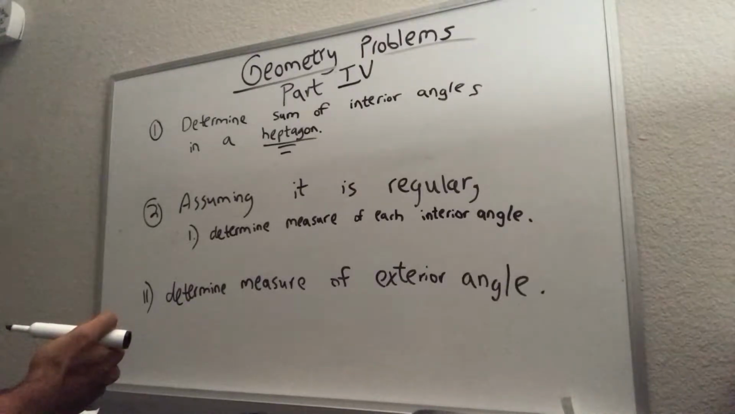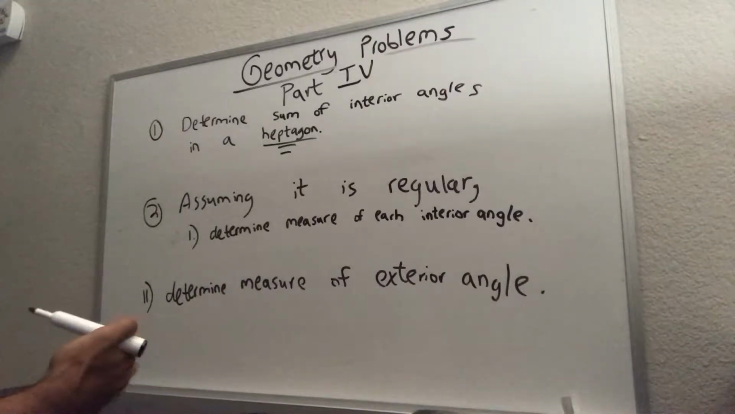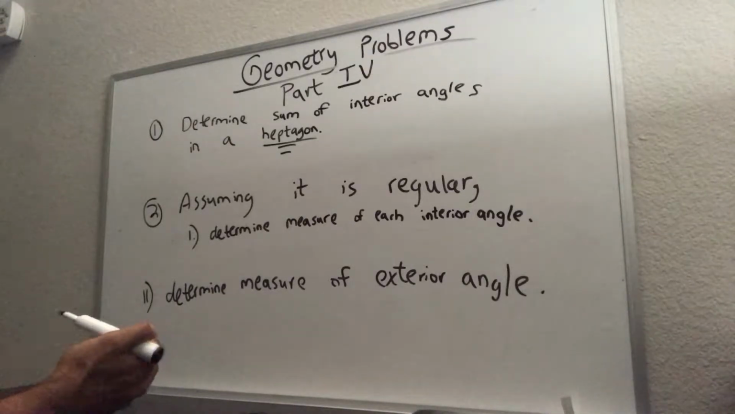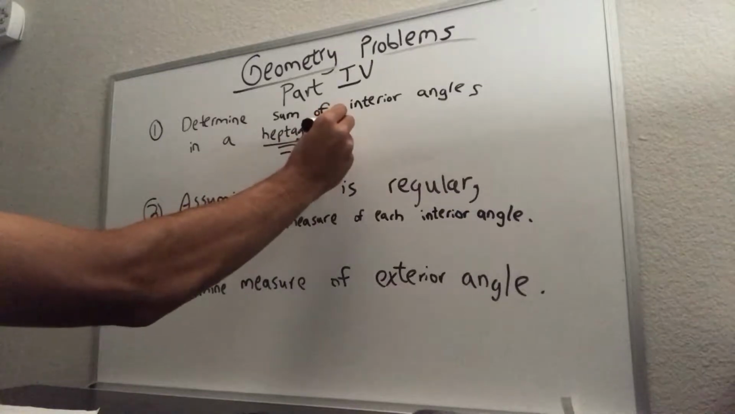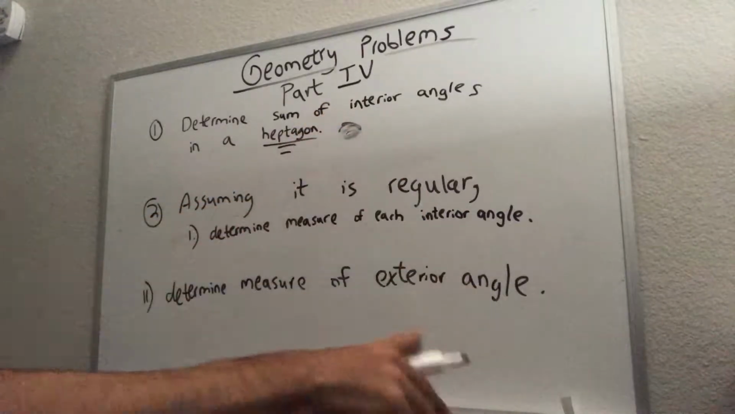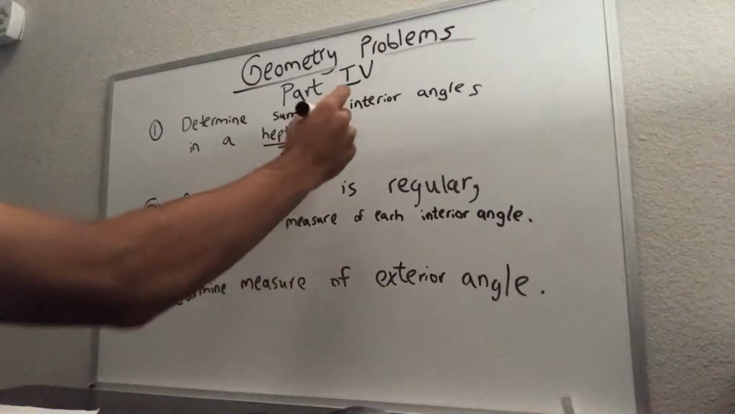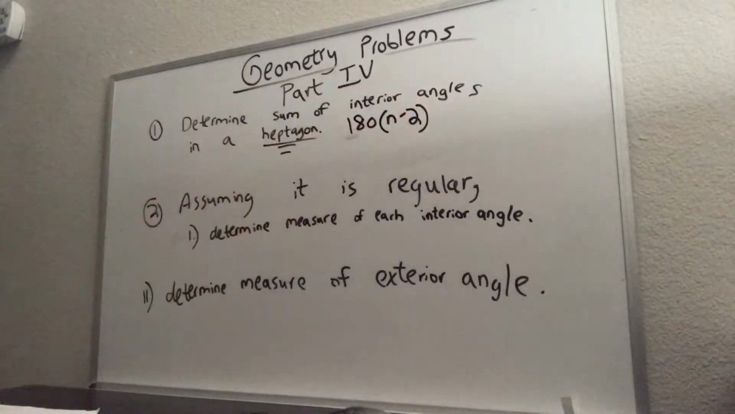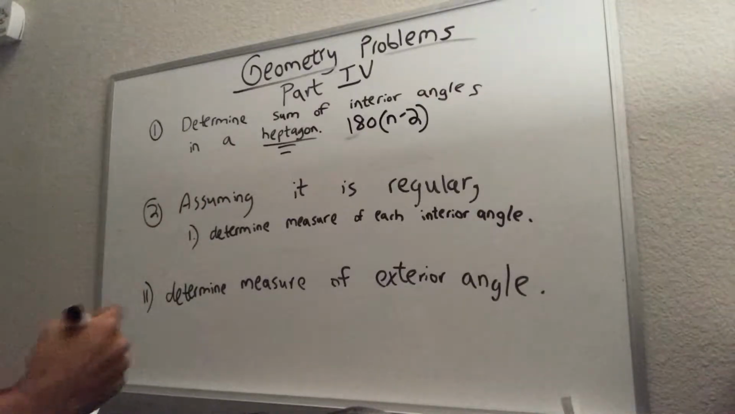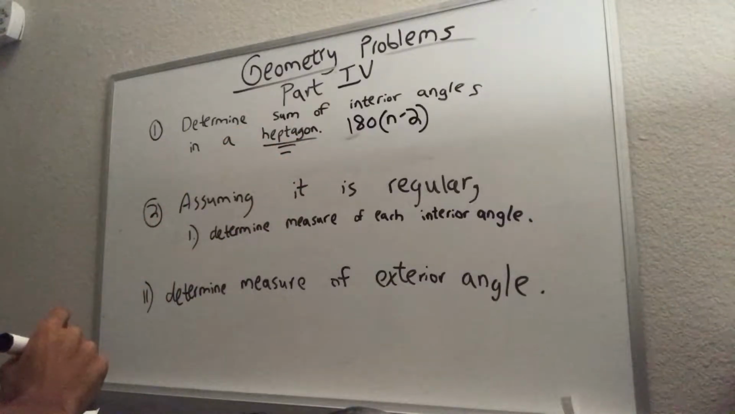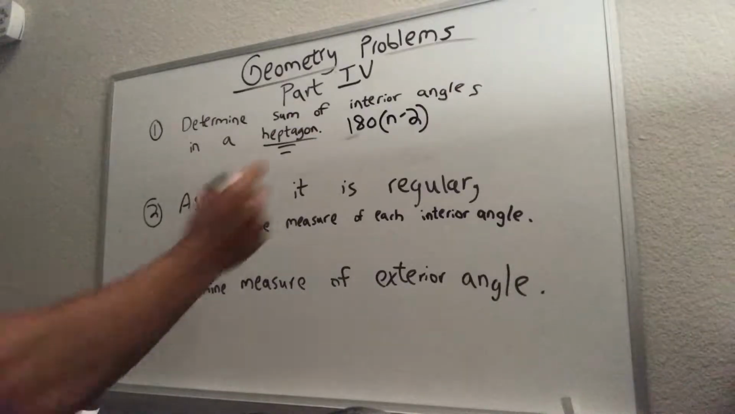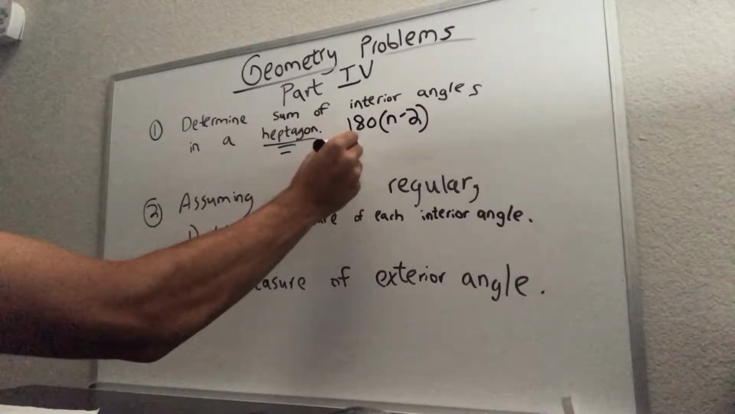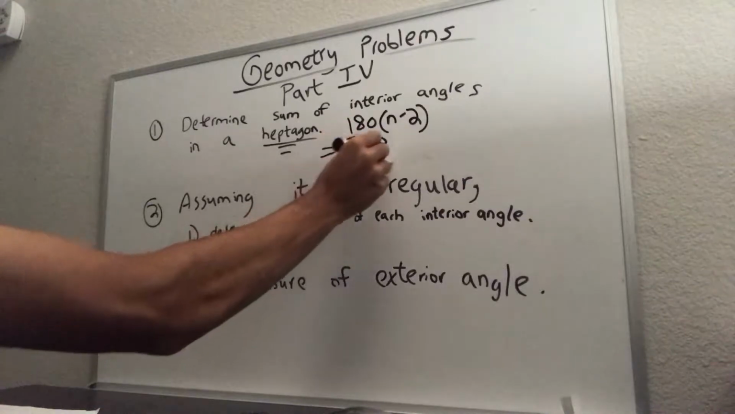So when we have to find the sum of the interior angles, again, for any polygon, doesn't matter how many sides it has, we always use the formula 180 times n minus 2. And so you always want to keep this formula in mind. We know that a heptagon has 7 sides, so we just substitute 7 in for n. 7 minus 2 is 5. 5 times 180 is 900 degrees. So that is our answer here.